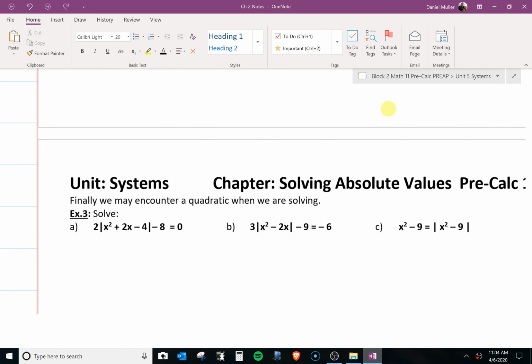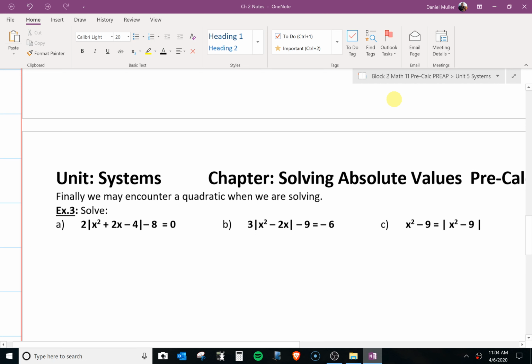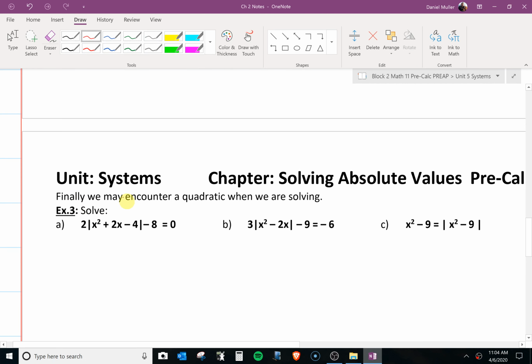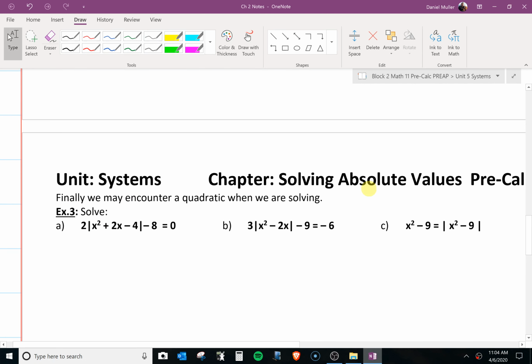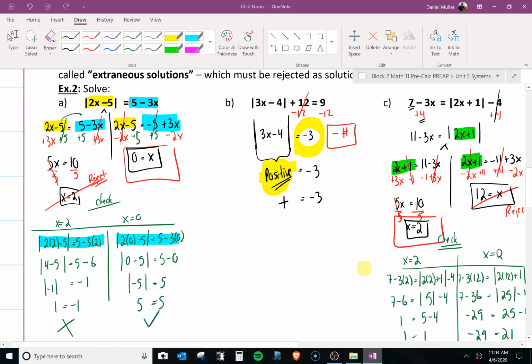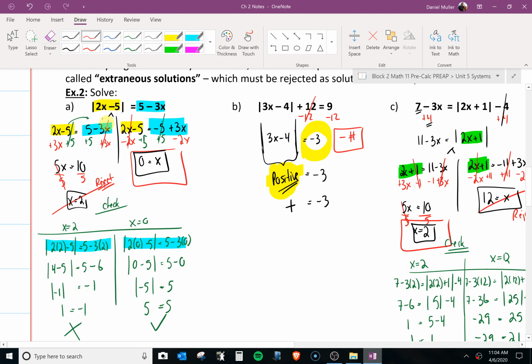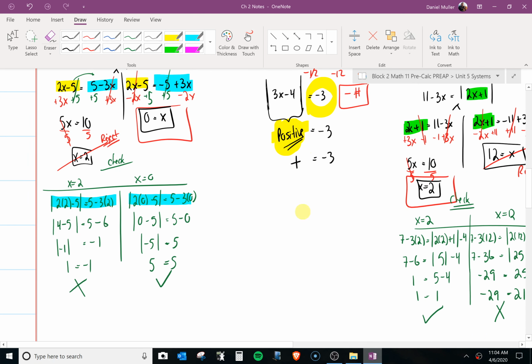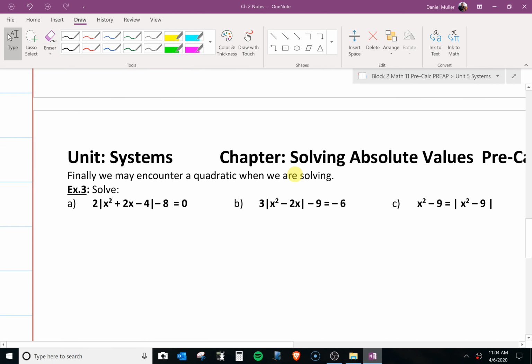The last example is here. It says here, finally, we may encounter a quadratic when we are solving. When we look back to these previous questions, whenever we split up the absolute value, we got a linear equation. Nothing with a squared in it. There was no x squareds here, there was no x squareds here, there was no x squareds. But this is the first time we can get an x squared.